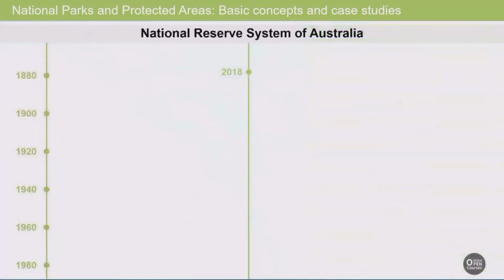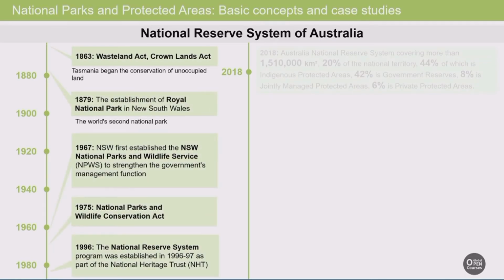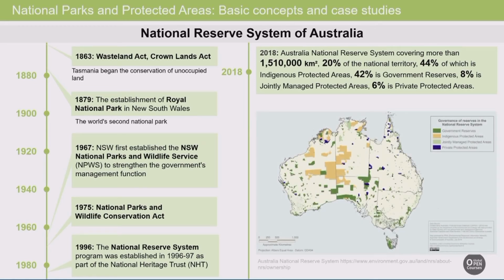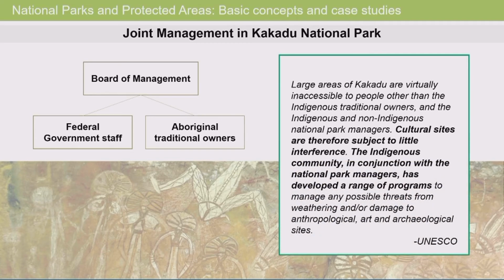And also we can look at the other continents. For example, Australia has the world's second national park, in New South Wales. And the interesting thing is their governance of the national reserve system: 44% is indigenous protected areas, which means they are managed by the local communities, not the central government. So that is a very big difference from China. For example, you can see this kind of joint management in Kakadu National Park.